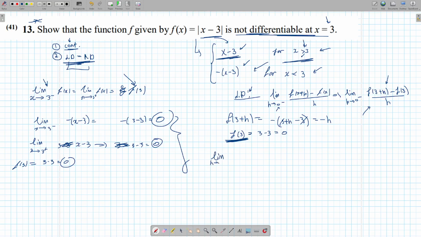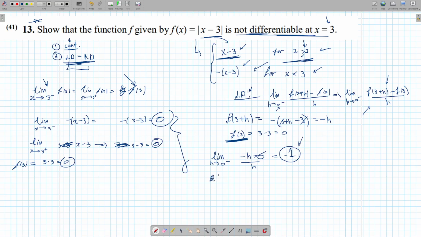Limit as h approaches 0 minus of f of 3 plus h, which is negative h, minus f of 3, which is 0, all over h. This cancels. Negative h over h is what? Negative 1. It's not hard. So the left derivative, we got it to be negative 1.